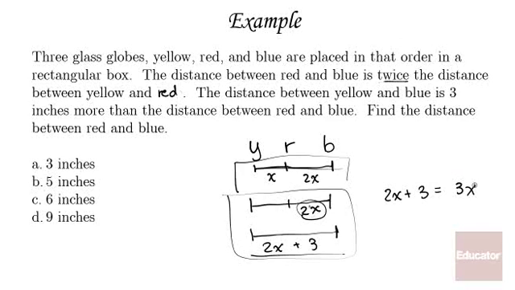So now let's go ahead and solve it. I'm going to subtract 2x from both sides, and 3 equals x, so x equals 3. So my correct answer is 3 inches. So in this problem, we were given several different objects and two very different sets of information. And by drawing this diagram, I was able to organize the information and create an equation to solve.